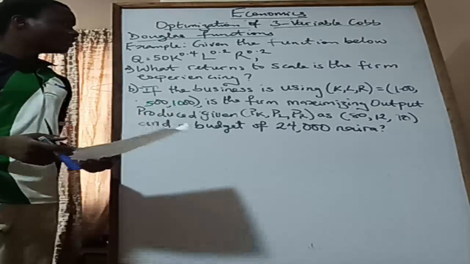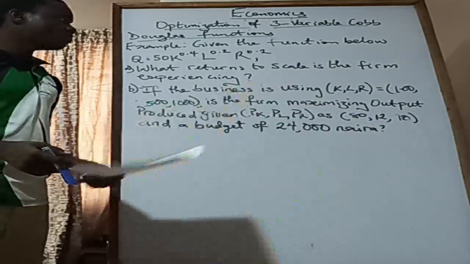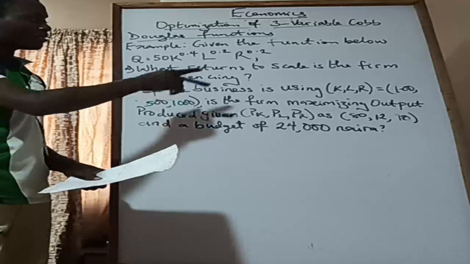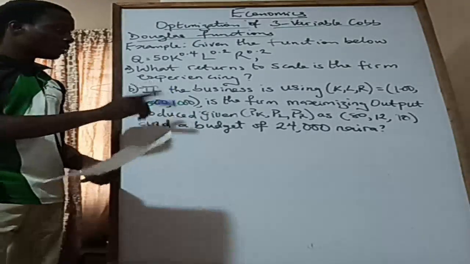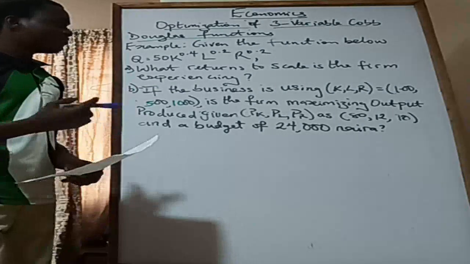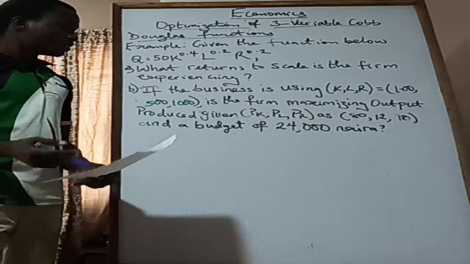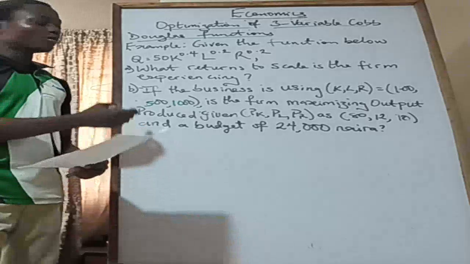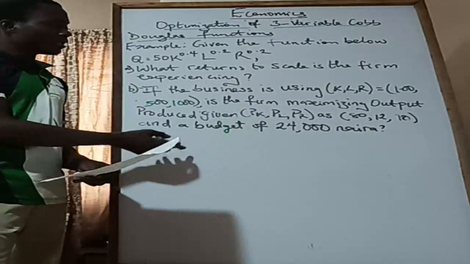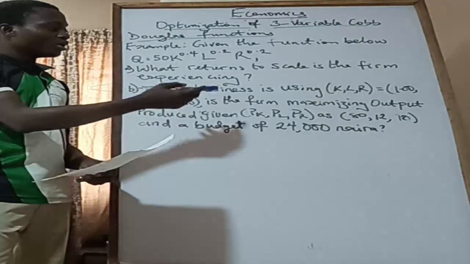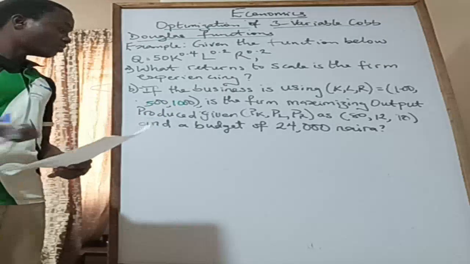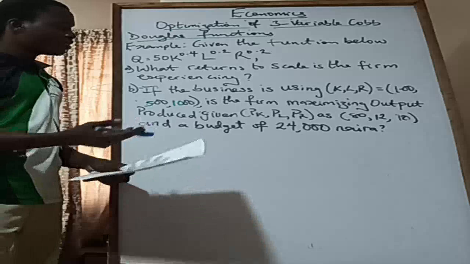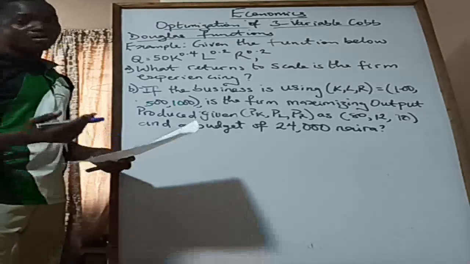So if the business is using that inputs combination, capital is 100, labor is 500 units, then R is 1000 units. Is the firm maximizing output produced, given that the respective prices of these factors of production are given as 80 for capital, 12 for labor, and then 10 for the rent paid on land? And then the budget of the company is 24,000 naira.